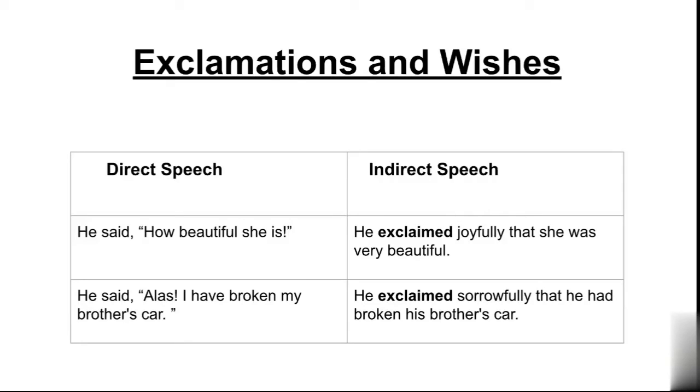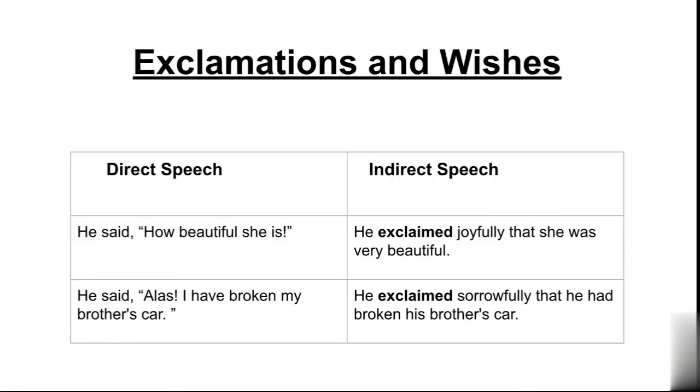He said, how beautiful she is. So in how beautiful she is, we are excluding that how as it changes into indirect speech. See there. He exclaimed joyfully that she was very beautiful. So it is giving a positive sense. That is why it is told: he exclaimed joyfully that she was very beautiful.